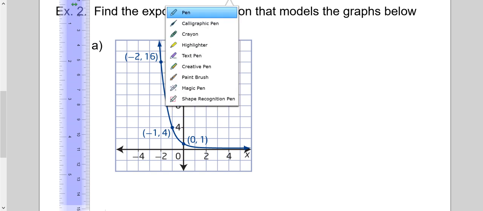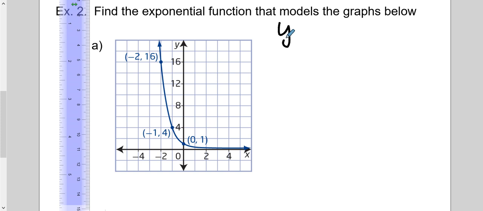So now let's look at question 2a. Find the exponential function that models the graph below. So obviously we will be using this formula here: y equals ab^x.